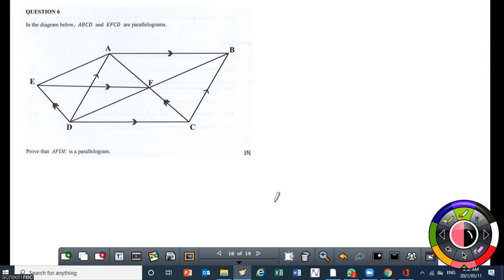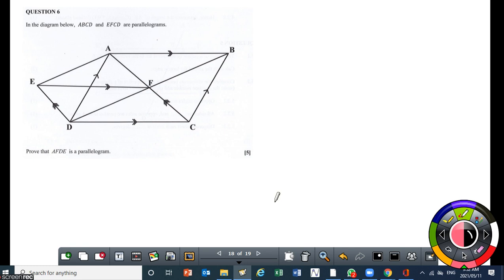All right. Now, before I carry on, I just want you to be aware of the following. If you go to your acceptable reasons under quadrilaterals, we have got reason number 3, reason number 5, reason number 7, and number 9. Number 9 and 10, they are used to prove that a quadrilateral is a parallelogram.